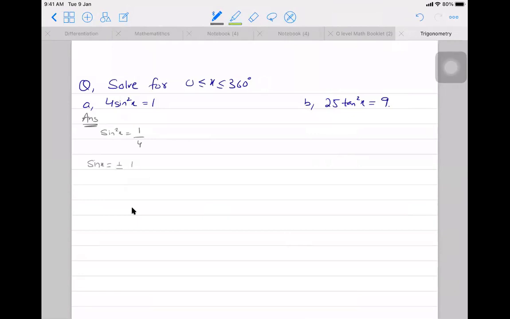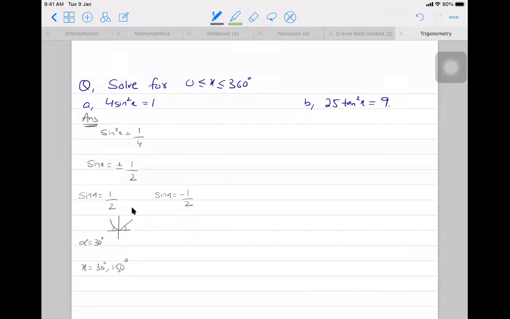So did you get plus minus 1 upon 2? Okay, that's good. So sin x is equal to positive 1 over 2, and sin x is equal to negative 1 upon 2. So you are going to repeat the same step. Sin x is positive, so the basic angle is going to be 30 degrees, and the values of x are going to be 30 and 150 degrees.